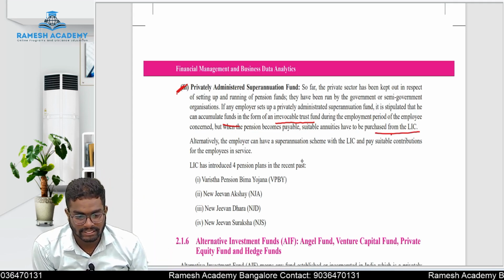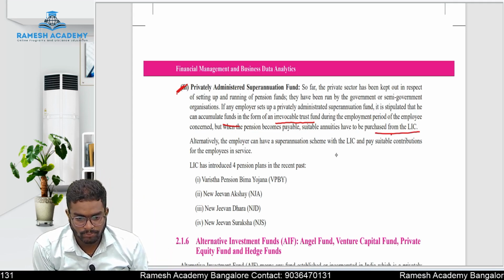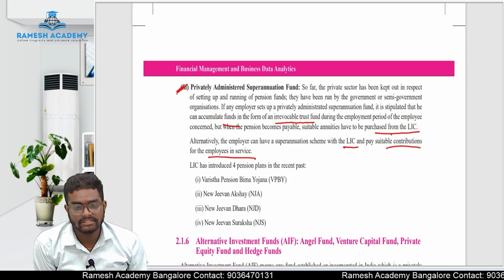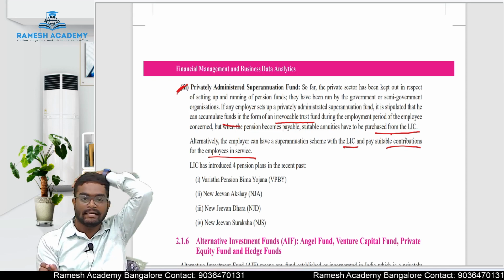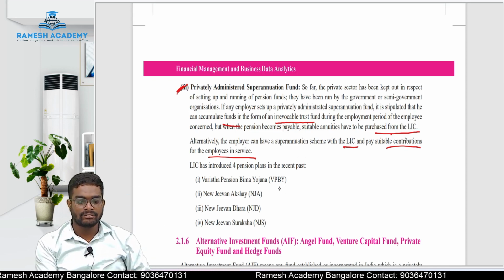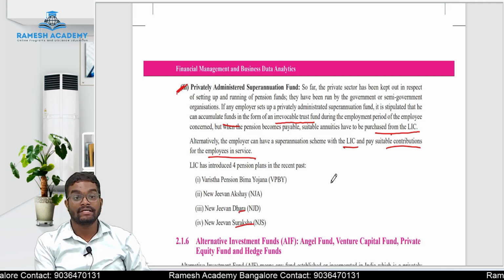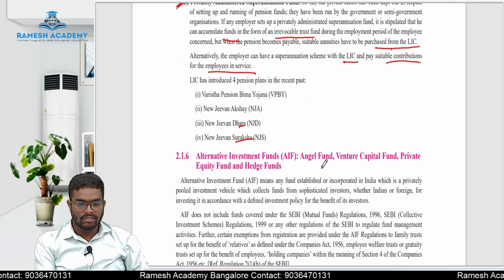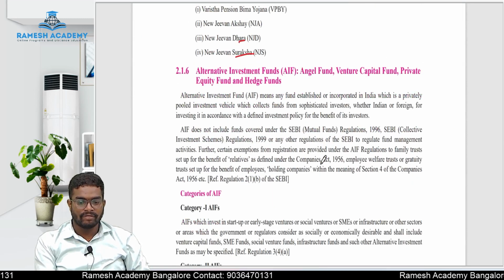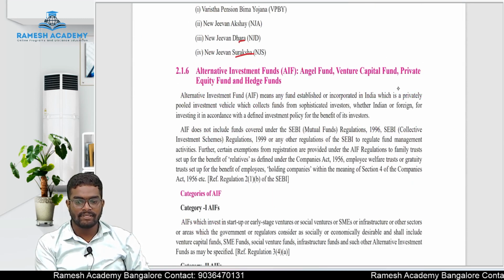Alternatively, the employer can have a superannuation scheme with LIC and pay suitable contribution for the employees in service. So instead of doing this, they can directly purchase a LIC policy. Varishta Pension Bima Yojana, New Jeevan Akshay, New Jeevan Dhara, New Jeevan Suraksha. These are some of the pension plans by LIC. So now we are left with the alternate investment fund, which is the angel fund, venture capital fund, private equity fund and hedge fund.